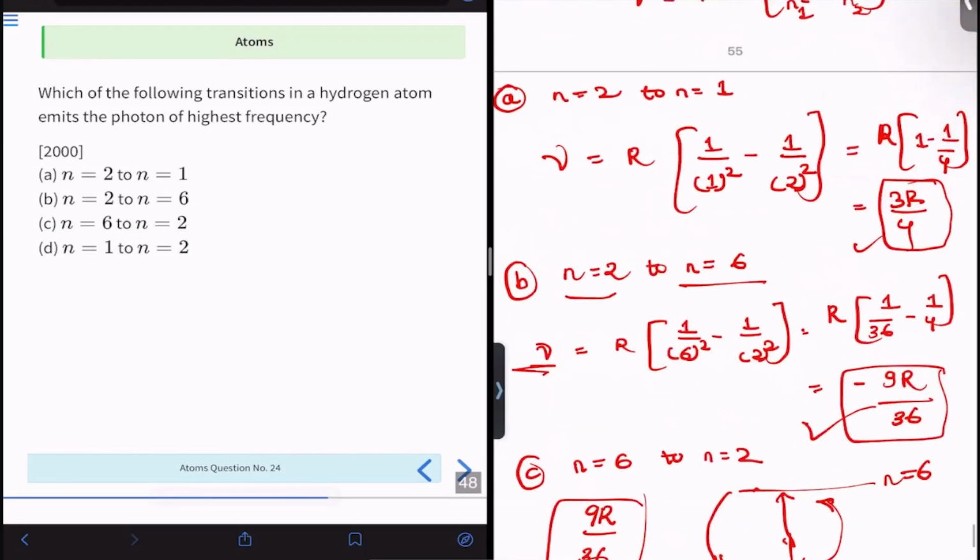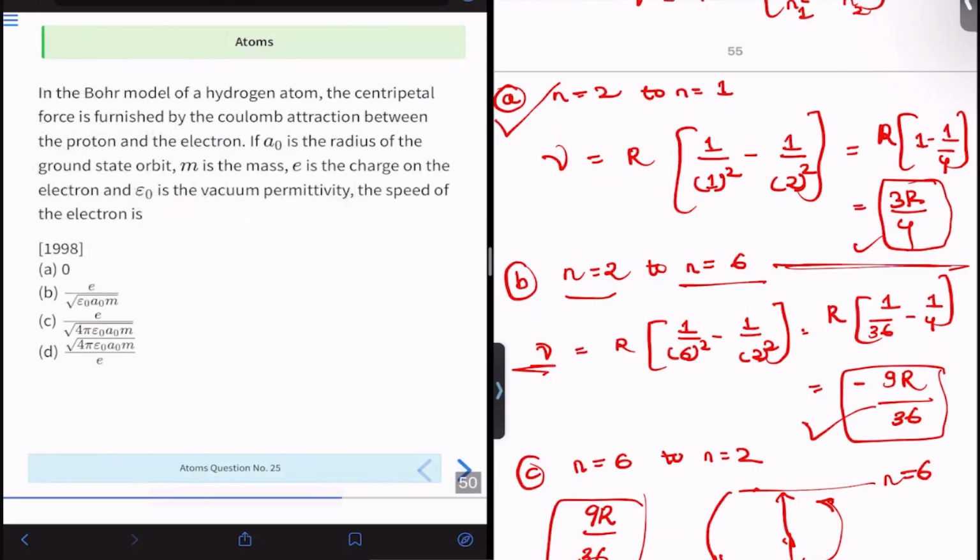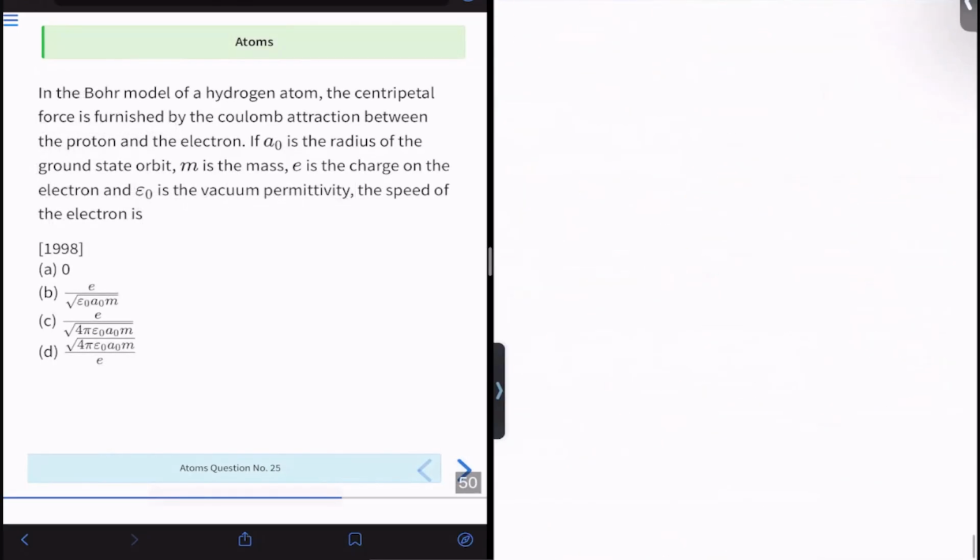Which one of the following is maximum? The maximum value is 3R upon 4. So our answer is option number A, 3R upon 4 gives the maximum frequency among the options given below. So with this, I'll move to question number 25.